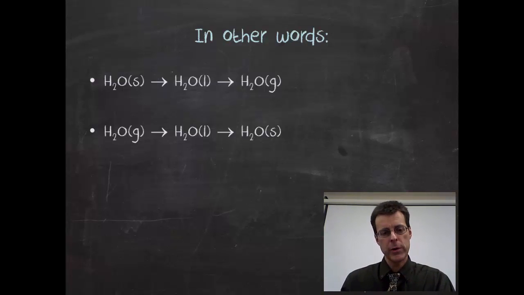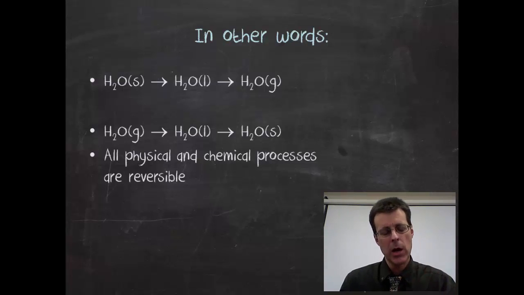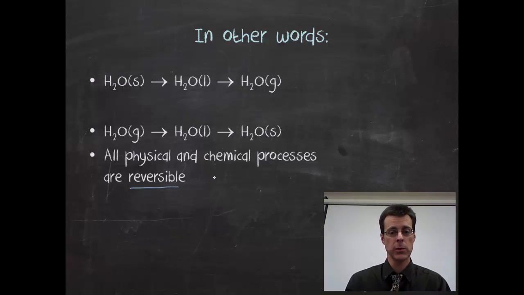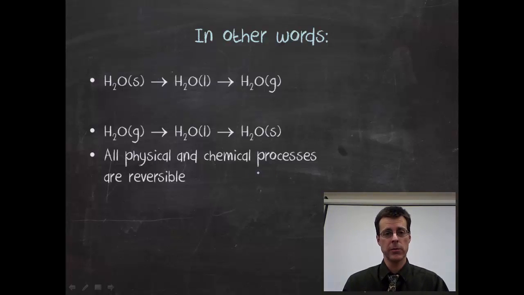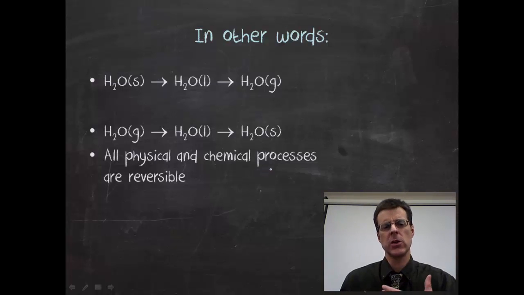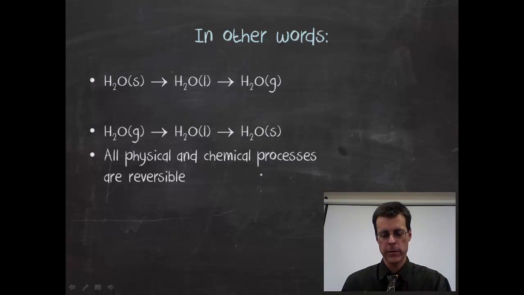Now, if we apply that and extend that, we're going to have to know that all physical and even all chemical processes are reversible. And that's one of the key things about this unit, is this idea of reversible processes. Now, we can handle physical processes being reversible pretty easily because we can look at water. Chemical processes are a little bit different. And the reason that for us, chemical processes don't seem reversible very often is because we're usually in an open system. We'll talk a little bit more about that in a minute.